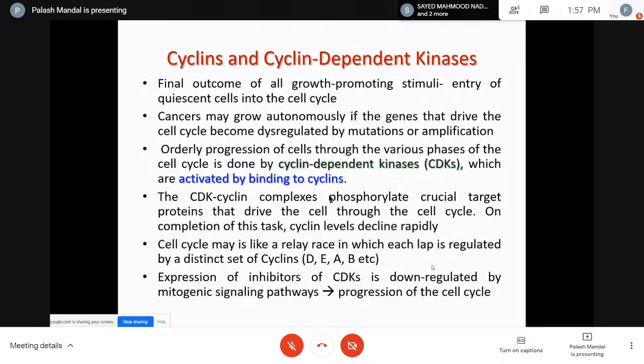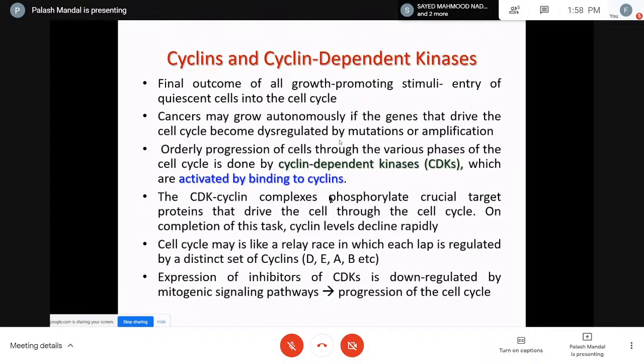So cyclins and cyclin-dependent kinases. Eventually, as you know, everything has to home onto the nucleus, and with the growth promoting stimuli, the quiescent cell has to enter the cell cycle. The cell cycle is the one which has to be started. Because if the cell cycle doesn't start, the cell remains in the quiescent stage, there will be no proliferation, and if there is no proliferation, there will be no tumor. So cancers may grow autonomously if the genes that drive the cell cycle become dysregulated.